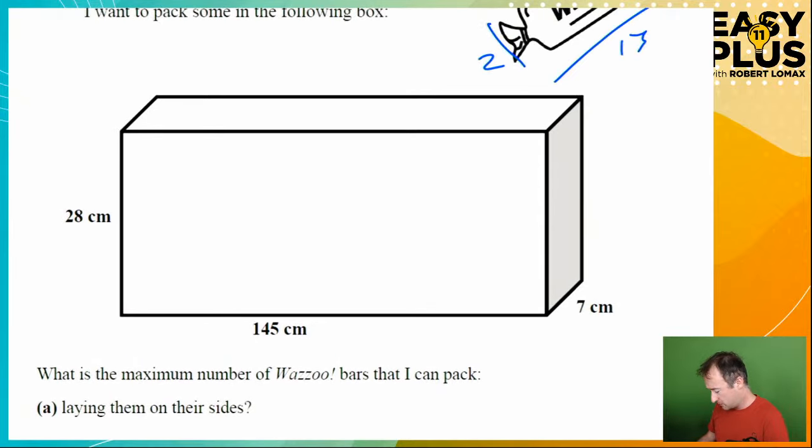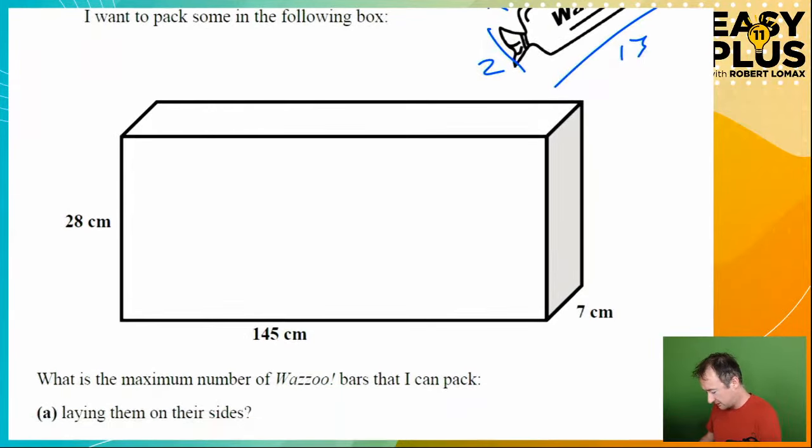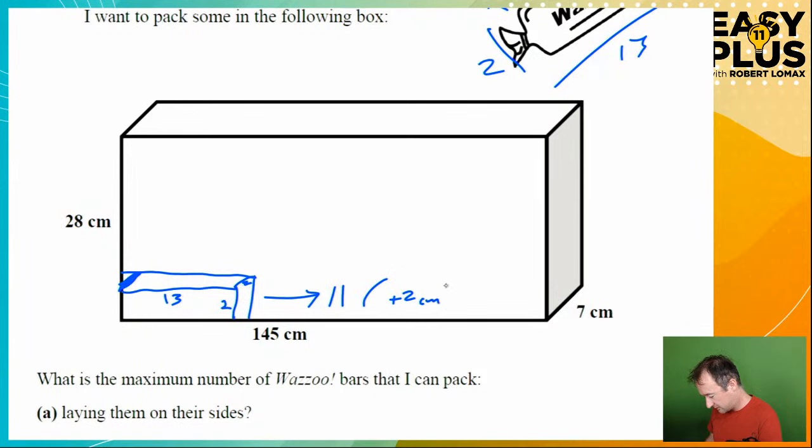Okay, so we've got a wazoo bar and we have to fit lots of wazoos in by laying them on their side. So I'm just going to sketch a wazoo down here. It does not need to be to scale. It's just to help me to mark things on. This is 13 centimeters long. It's too high and it's too deep. So how many am I going to fit in this direction? We can do a division, but actually this is quite easy just off the top of our heads. 13 times 10 is 130, so 13 times 11 is 143, so we can get 11 in there, with 2 centimeters left over. I'm taking note of that because it's going to be useful later on.